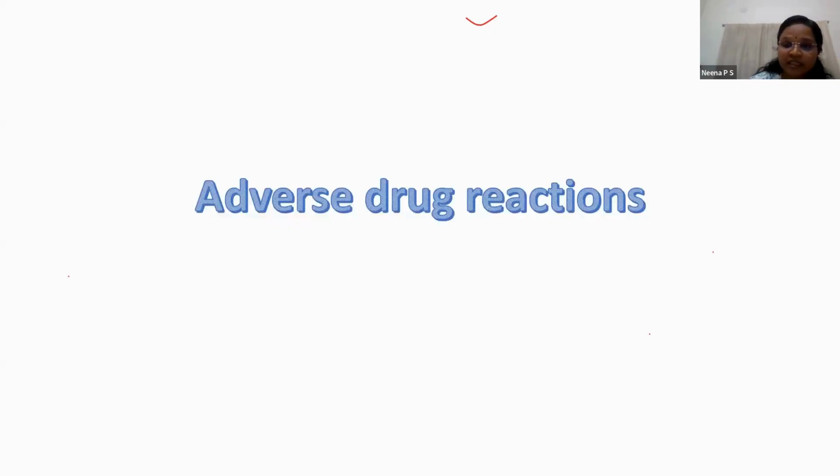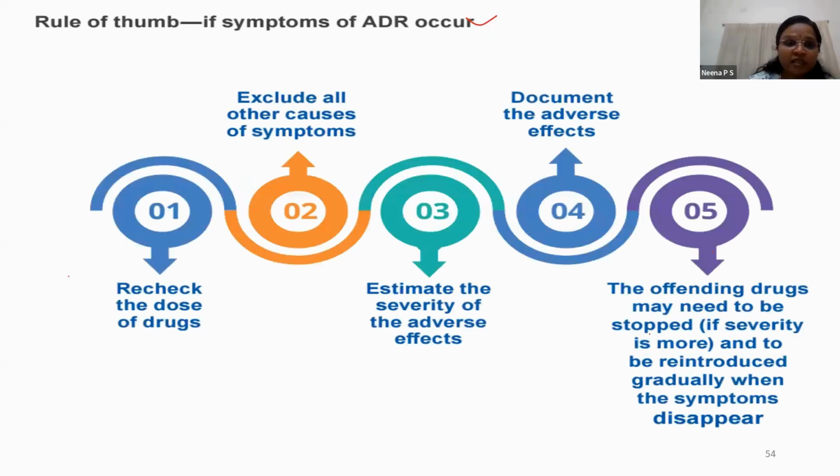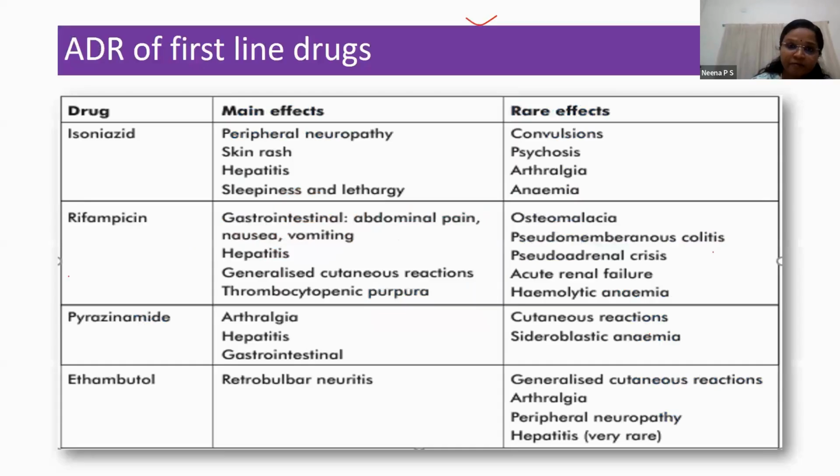So coming to the adverse drug reactions with TB, just a rule of thumb. Always, when there's an ADR, you first recheck the dose of the drug. Then you have to exclude other causes, whether there's some other cause for this particular symptom. Then assess the severity of the adverse effects. Always document the adverse effects. And if you can find the offending drug, you first need to stop the drug. And once the issue is settled, you can gradually reintroduce the drugs one by one. So this is a rule of thumb for management of ADR.